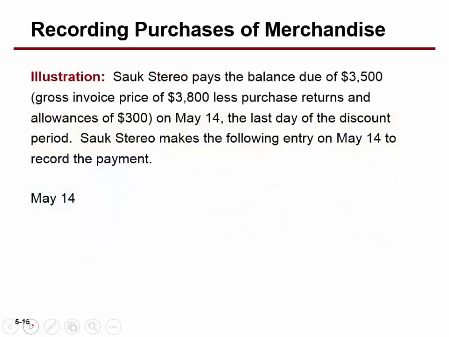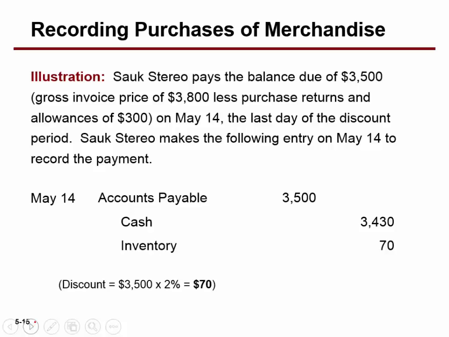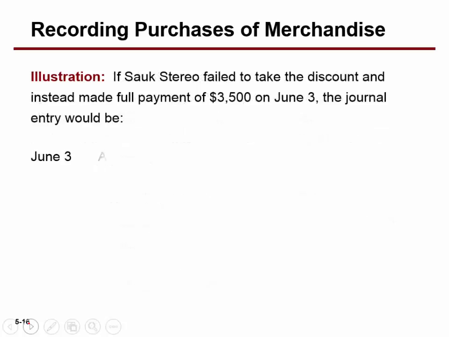Then if we pay within the discount period, we get a 2% discount, just like we saw in our little in-class example. We debit the payable gross, and we credit the cash minus the discount, and we take that discount off the cost of the inventory, right? Okay, good. If we don't pay within the discount period, obviously we have to pay the whole amount, right?